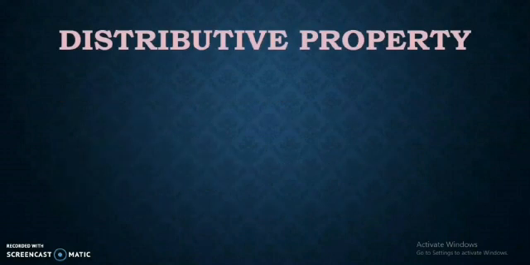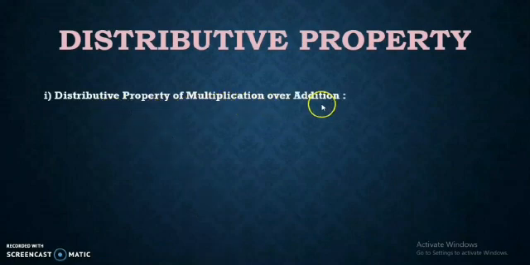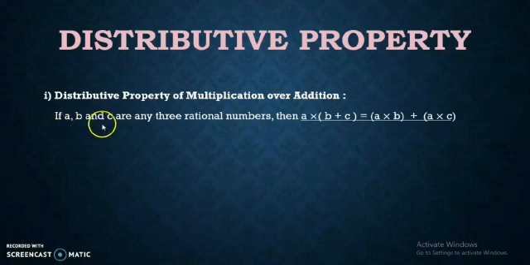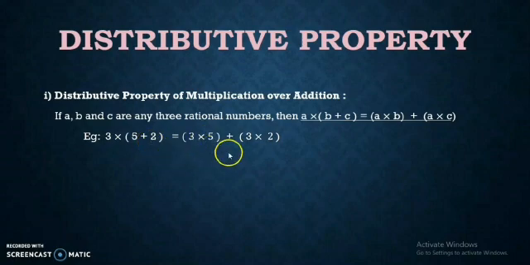Now come to distributive property. Distributive property of multiplication over addition. If A, B and C are any three rational numbers, then A into B plus C is equal to A into B plus A into C, which means when we multiply the sum of two rational numbers by a given rational number, it is equal to the same result when we multiply each rational number by the given rational number and then add the products together. For example, 3 into 5 plus 2 will be equal to the sum of 3 into 5 and 3 into 2.